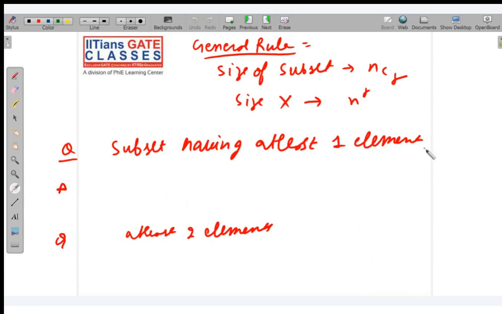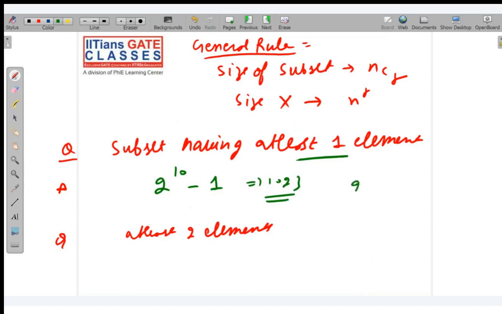What is the size? Size can be 1, 2, 3, 4, and so on. So obviously, this is a complementary kind of problem. 2 power 10 is the total number of subsets possible. From this I will subtract the subset having zero elements, since we want at least one element. Only one subset is possible with zero elements, that is the empty set. So 2 power 10 minus 1 is the answer. 2 power 10 is 1024, minus 1, that is 1023.